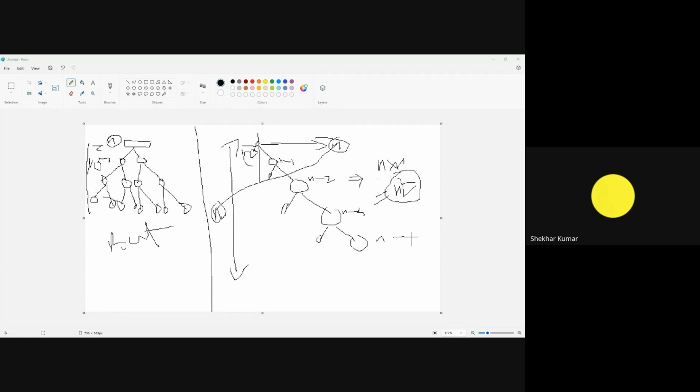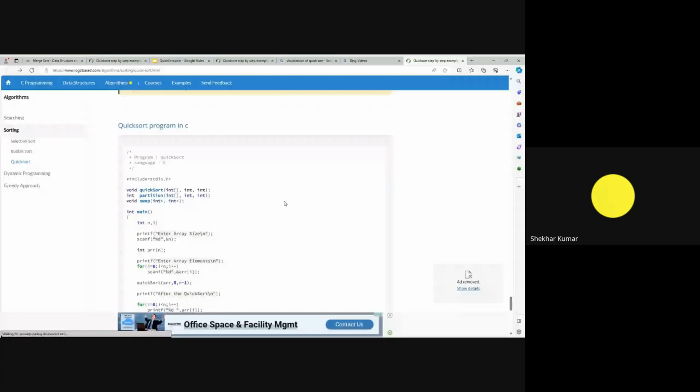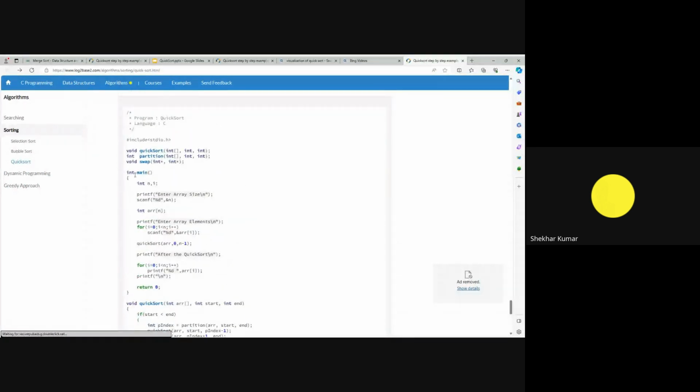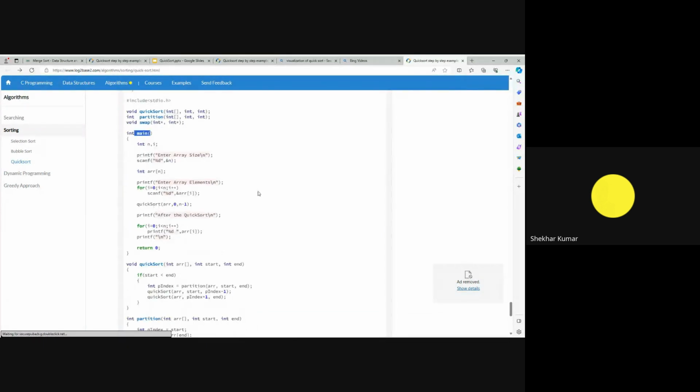Now we will discuss the code of this algorithm. I think now it is clear. This is the code of your quicksort algorithm. On the basis of your pivot element, the array is divided. First, you can see the main, as you have defined the array elements.